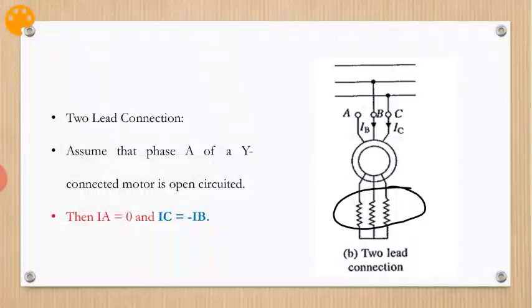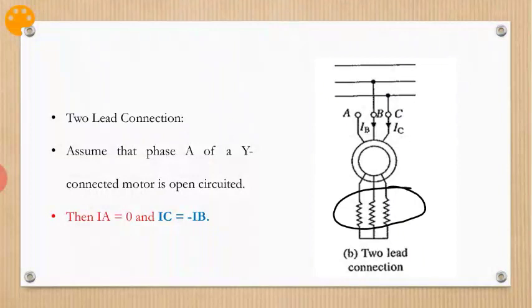Okay, now here the 2-lead connection, as I explained earlier, where any one phase is removed. Assume that phase A of the Y-connected motor is open circuited. So what happens then is that the IA current, because phase A is removed, will become 0.